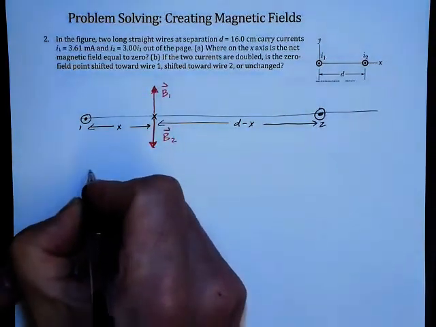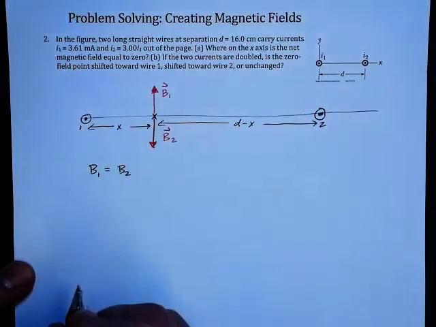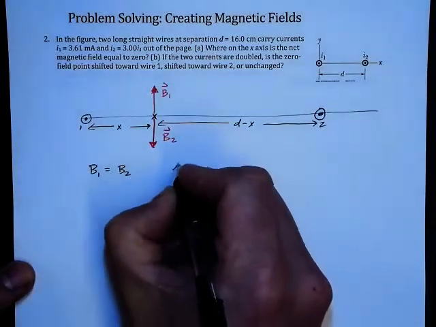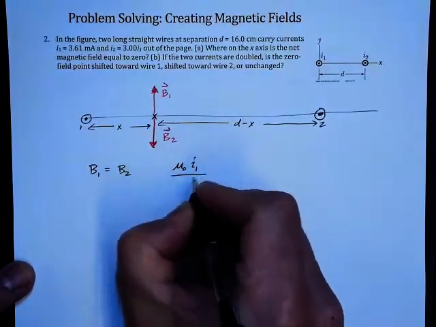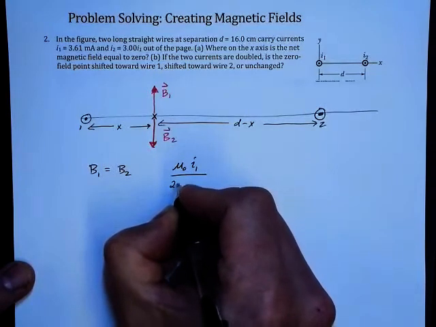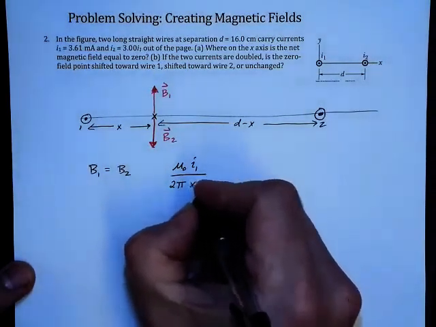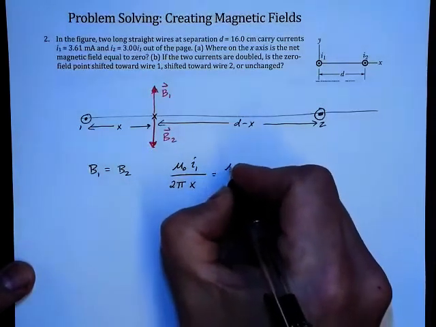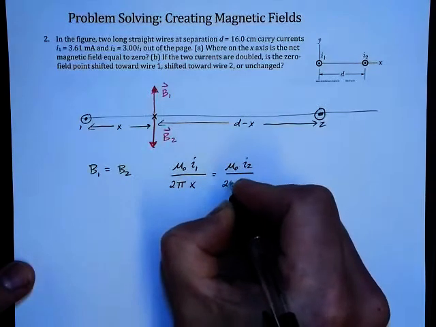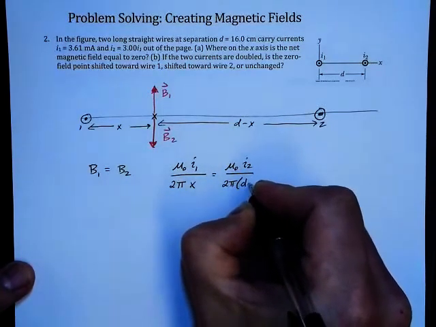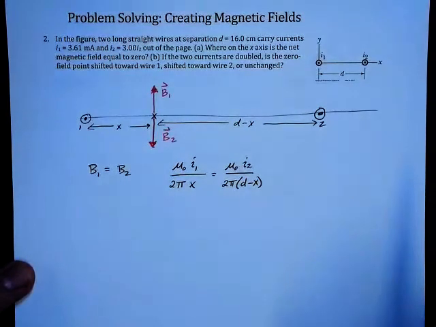Alright, so I need, again, the magnetic field from wire 1 to equal the magnetic field from wire 2. If we write that out symbolically, that's mu 0 times I1 over 2 pi x, where x is this distance. That's got to equal mu 0 I2 over 2 pi, and that distance is d minus x, the distance that wire 2 is away from this spot.